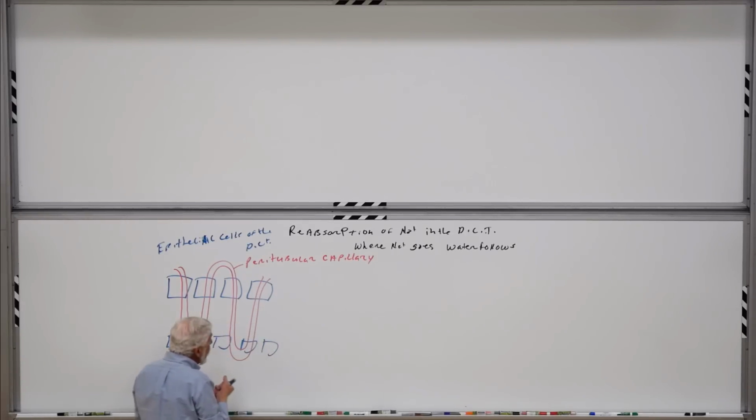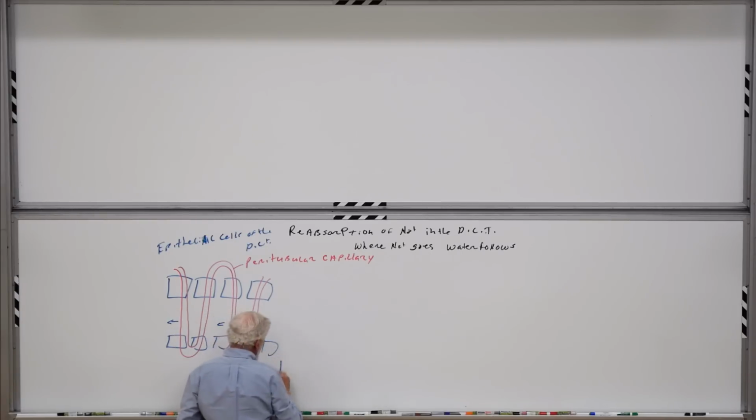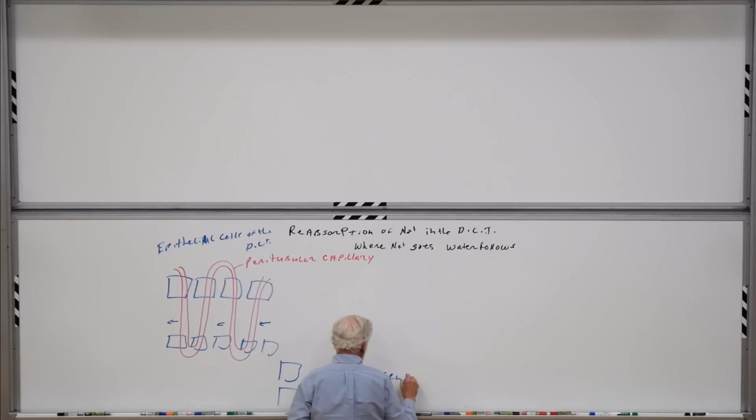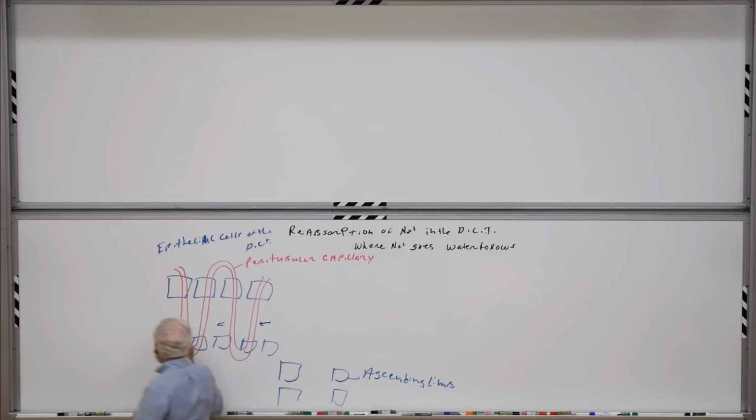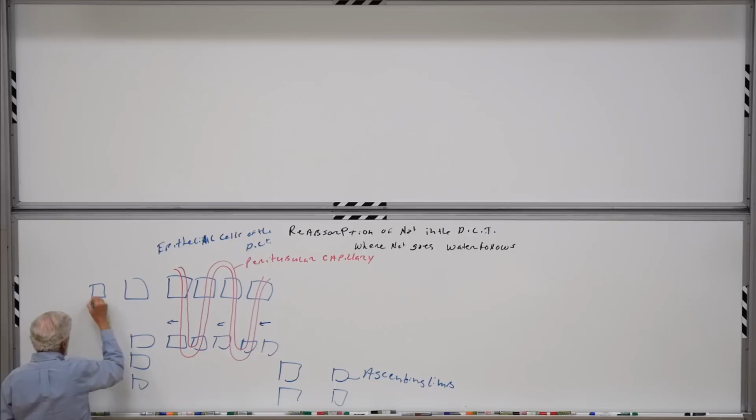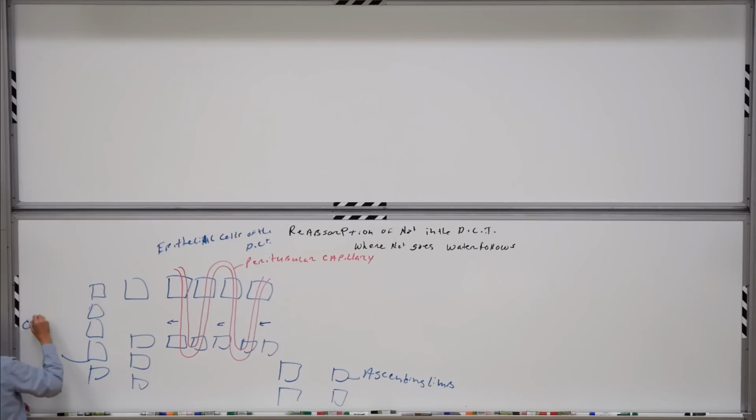Now, if we say that fluid flow is in this direction, then this structure here will be the ascending limb. And this is now going to empty into the structure known as the collecting duct.